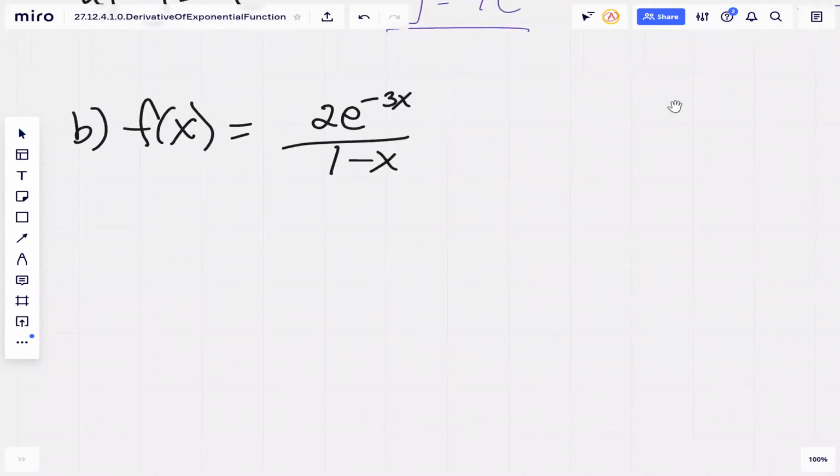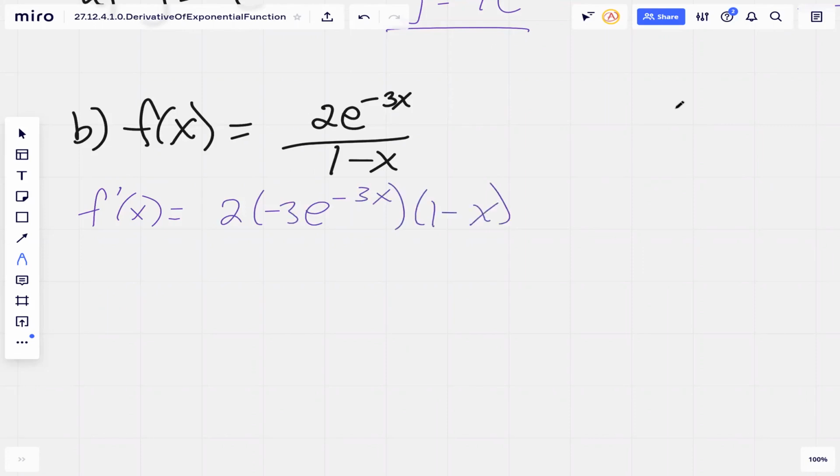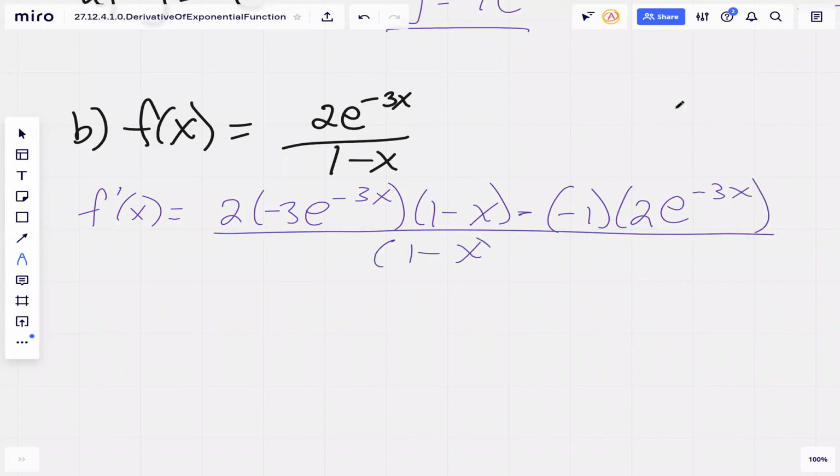So our function is f of x equals 2 times e to the negative 3x over 1 minus x. In this case, we need to use the quotient rule. So let's do that. Okay, so our derivative, we start with the numerator, 2 times negative 3 times e to negative 3x times 1 minus x minus the derivative of the denominator, which is negative 1 times the numerator, 2 times e to the negative 3x, all over 1 minus x all squared.